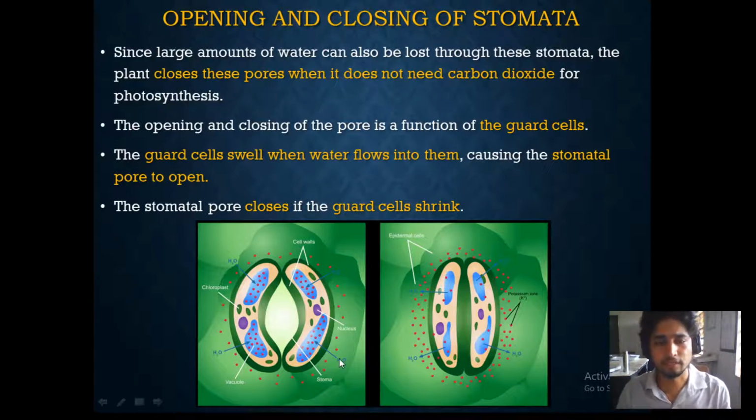So if you see the structure of stomata, the stomata is made up of two guard cells. So the bean shaped structures are nothing but they are called as guard cells. So here, guard is referring to protect.